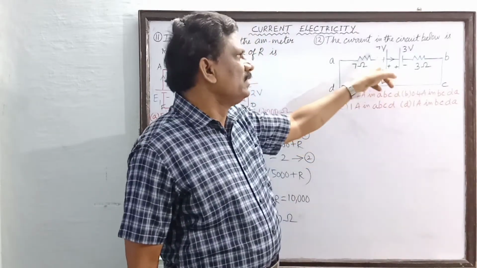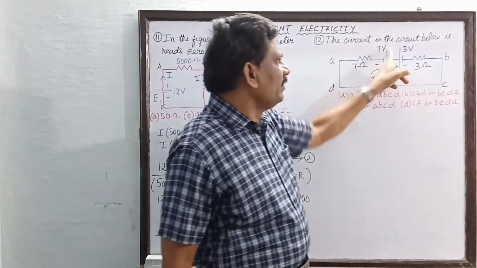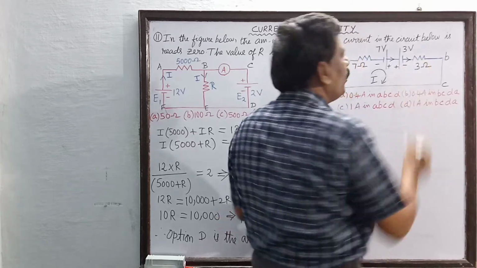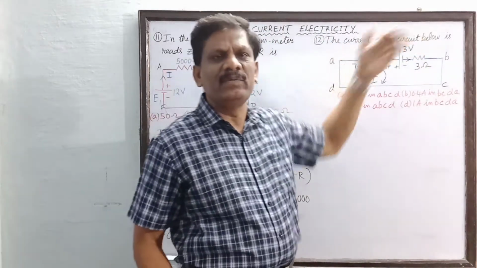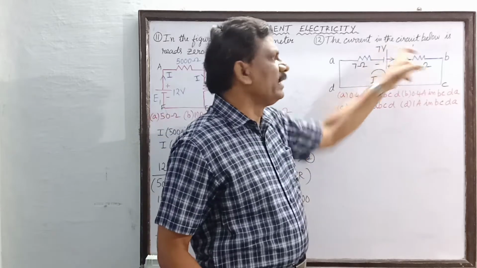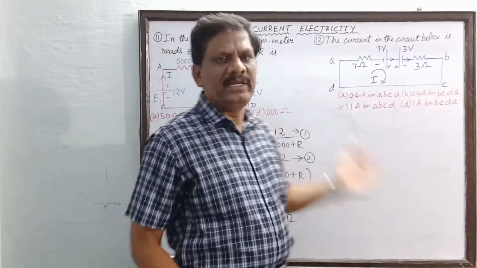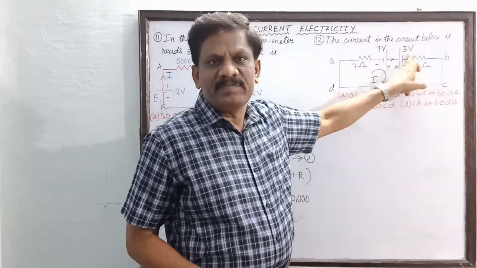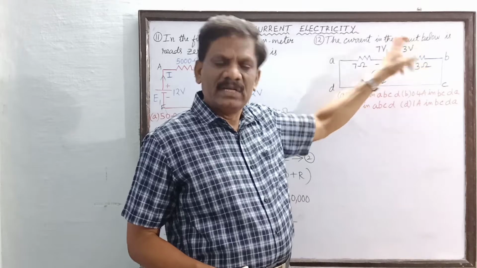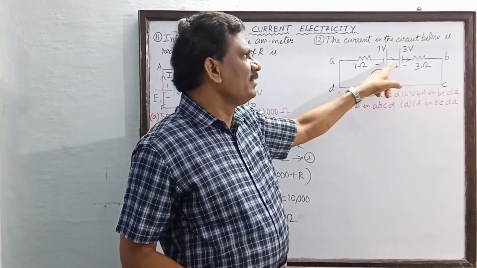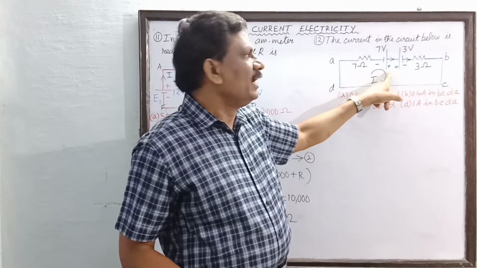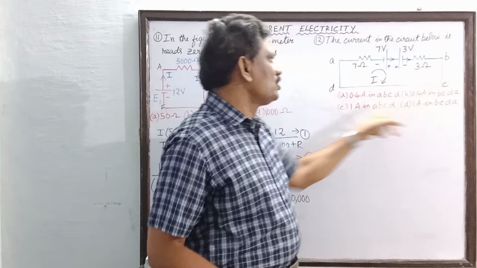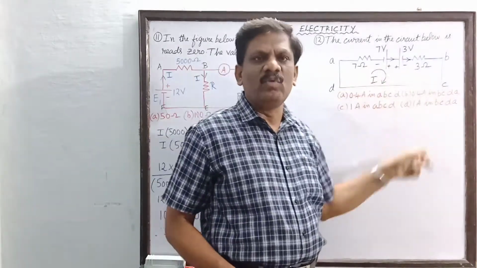Now the battery of EMF 7 volt is sending the current, and for the 3 volt battery, the current leaves the negative terminal. So though there are two cells of EMFs 7 volt and 3 volt, the net EMF is plus 7 minus 3. 7 volt is positive because the current leaves the positive terminal of the cell, and 3 volt is negative because the current leaves the negative terminal of the cell. In this closed loop there are only two resistors, namely 7 ohm and 10 ohm.